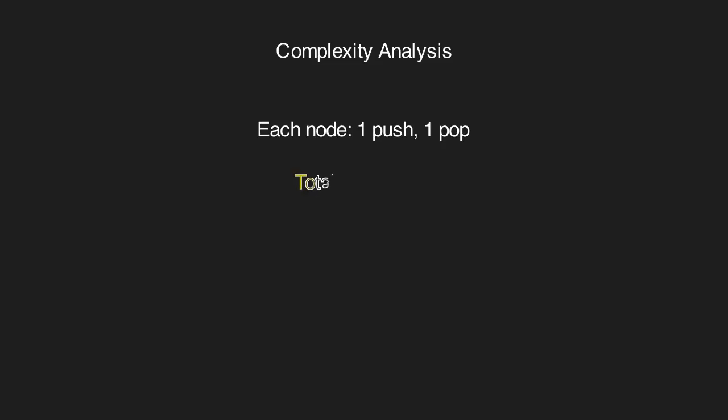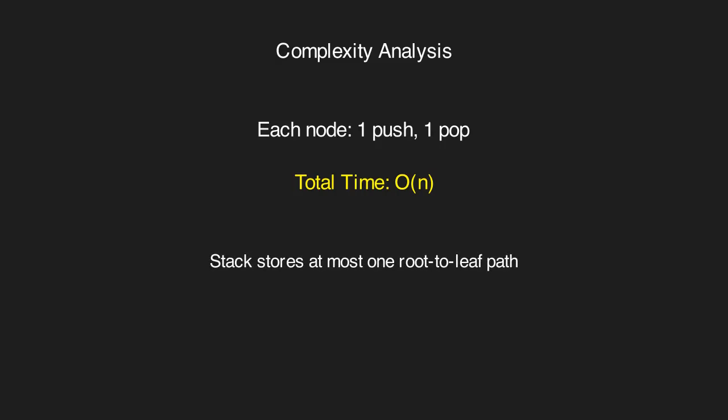Each node is pushed onto the stack exactly once and popped exactly once. A push, a peek, a comparison, an append, and a pop each require constant time. Therefore, the total running time is proportional to the number of nodes, giving O of n time. The stack stores at most one root-to-leaf chain at once, so its auxiliary space is O of h, where h is the tree height.